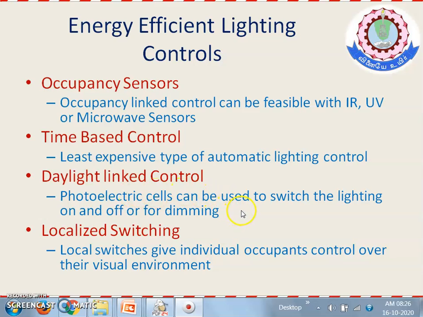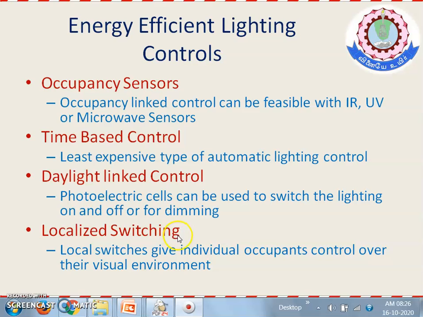When your daylight dims, that is around the evening 6 o'clock, your photoelectric cells will detect the same thing and will switch on the lighting. And similarly, when the sunrise starts, this system will switch off or dim. So that is another type of control which will reduce the energy cost.